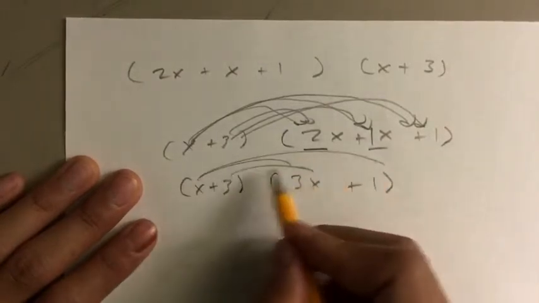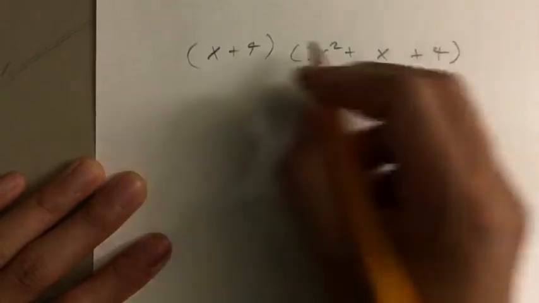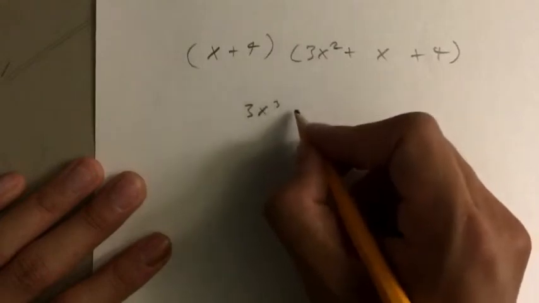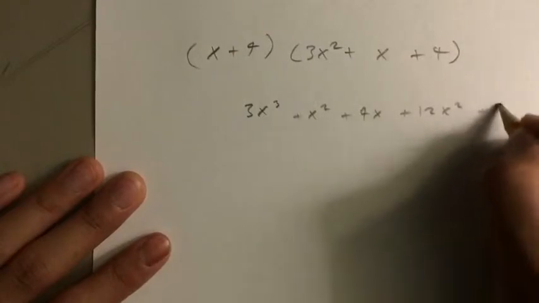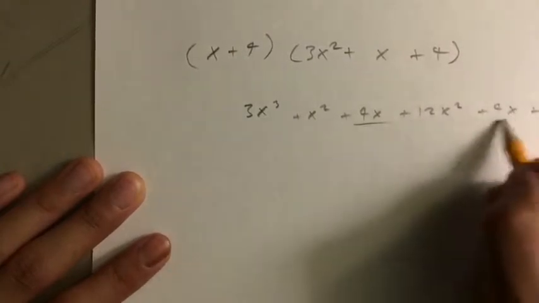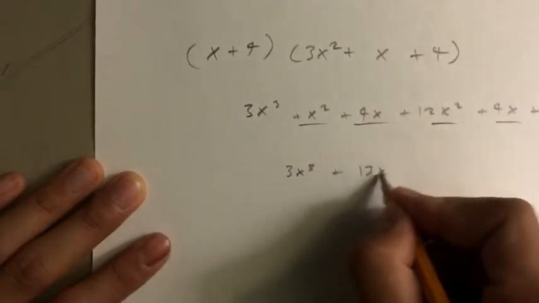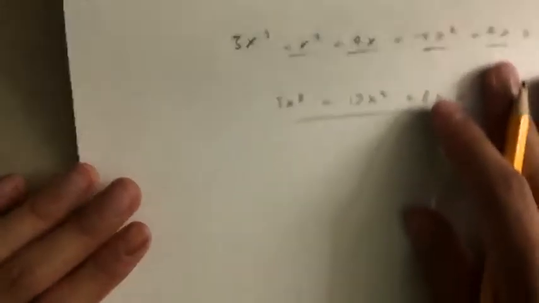First, outer, inner, last. But when it's something you can't just simplify like that, say it's x plus 4 times 3x squared plus x plus 4, then you actually have to multiply it out. So let's do this just quickly. I won't explain what I'm doing, I'll just do it. And then you want to combine like terms. And there you have it, that's the answer. So that's how you do that.